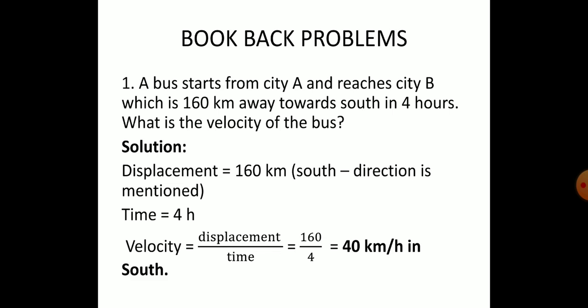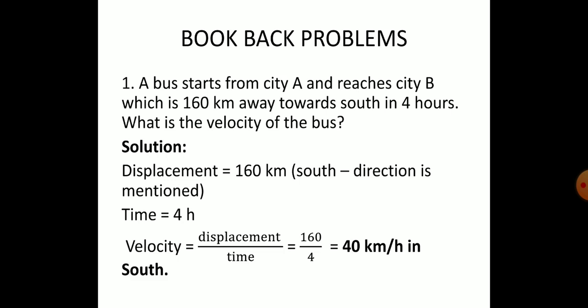Okay, now the same sum like our first sum. A bus starts from city A and reaches city B, which is 160 kilometers towards south in 4 hours. What is the velocity of the bus? Since the direction south is given, we have to take it as displacement. It should not be the distance. The time is 4 hours.